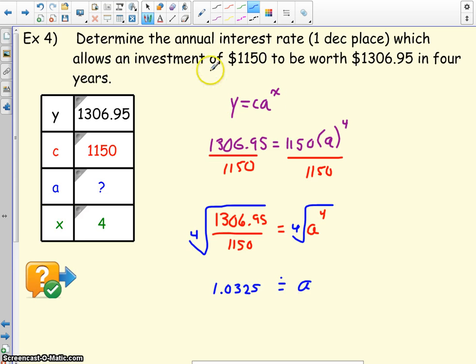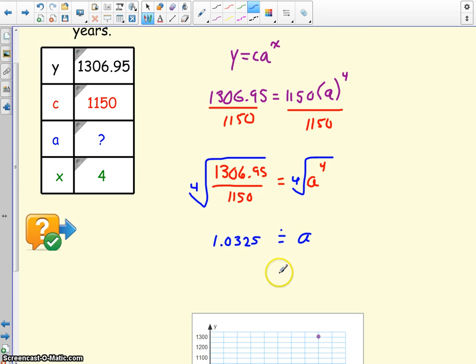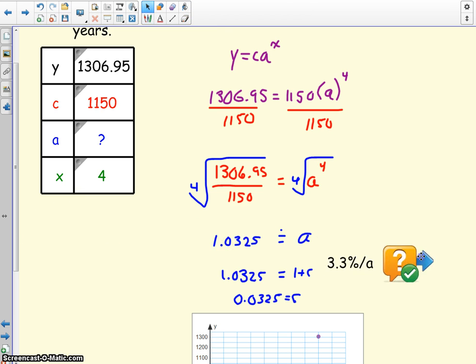Now remember, we actually want the interest rate. So our a is actually equal to 1 plus my growth rate. Okay, so to actually get my interest rate, I need to subtract 1 from this. So I get 0.0325 is equal to my growth rate, which to convert to a percentage, I'm going to multiply by 100. So you should wind up with 3.25, or round to one decimal place, 3.3%.